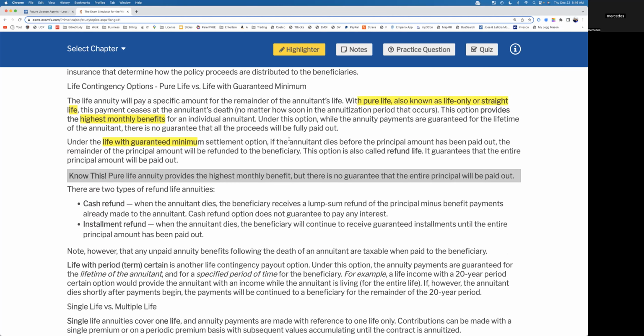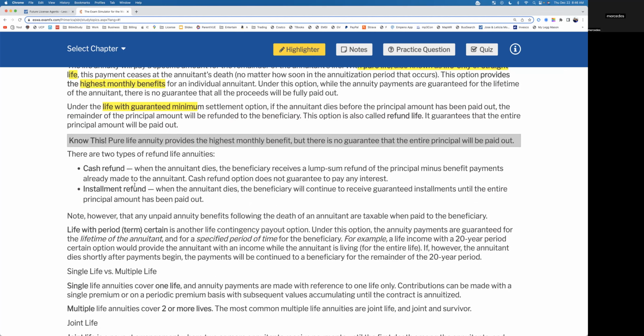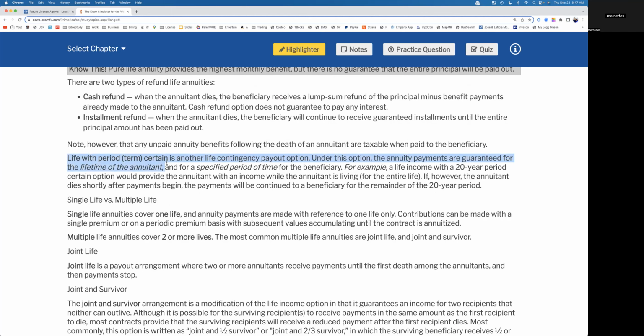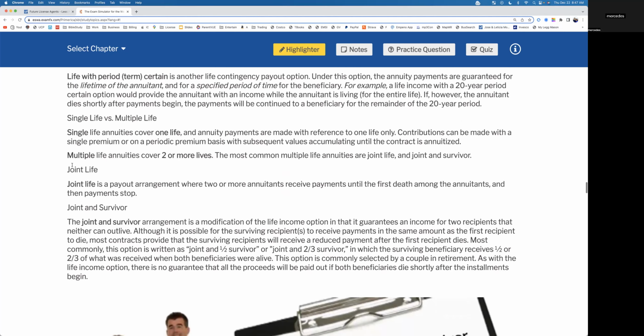Oh shoot. Okay, it's time. Dang, class is done. I'm gonna fly through this real quick. Cash refund, installment refund, life with period certain. Let me not highlight this. Single life, multiple life. Okay, here it is.